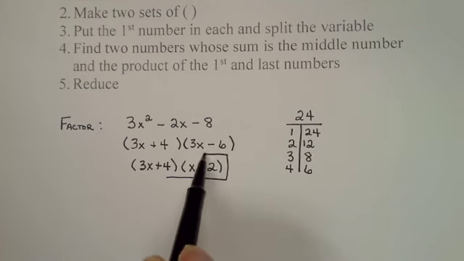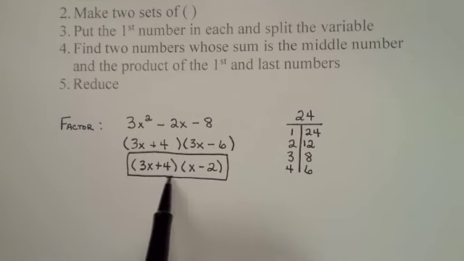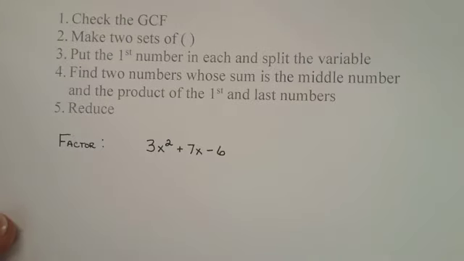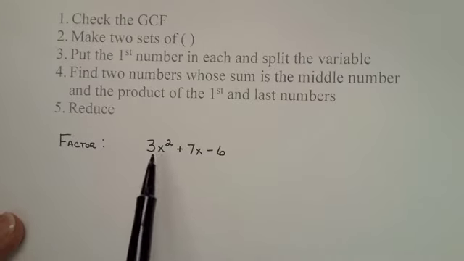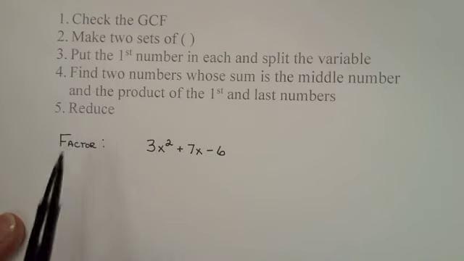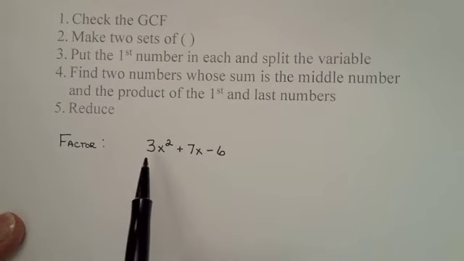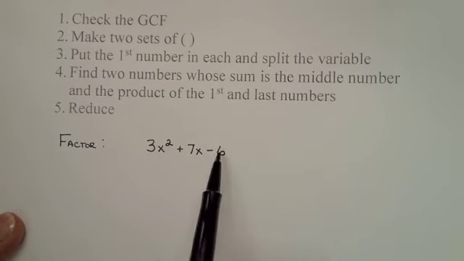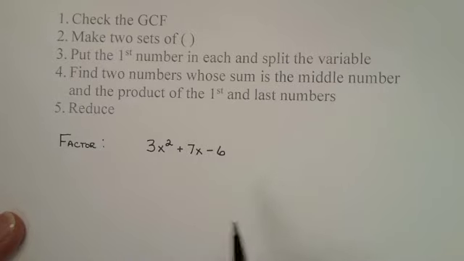I just factored this trinomial. That was our first example. Let's do another example. So again, if the leading coefficient is greater than 1, I have to go through this process to factor it. Always check the greatest common factor. Is there a number that will go into 3, 7, and 6? No. So this one does not have a greatest common factor.